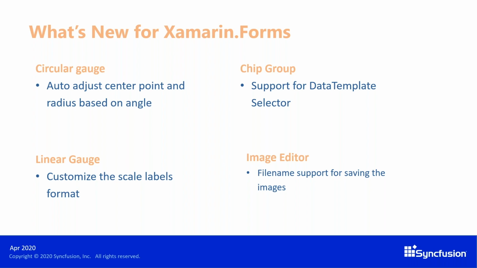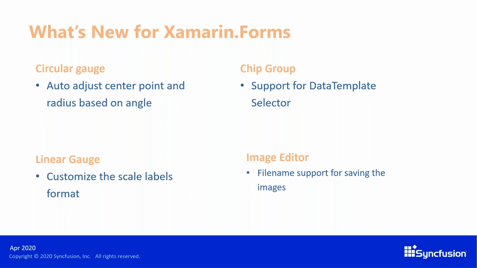And in linear gauge, we have provided support for customizing the scale labels with label formats. So if you want to show a linear gauge with currency or a temperature, then you can now provide the currency format, like for dollars, euros, whatever. Or if you want a temperature format, you can provide this for Celsius or Fahrenheit. So all these things are now possible with linear gauge. Then in the chip control, we have provided support for data template selector. Earlier we didn't have data template selector with chip. Now you can use it.